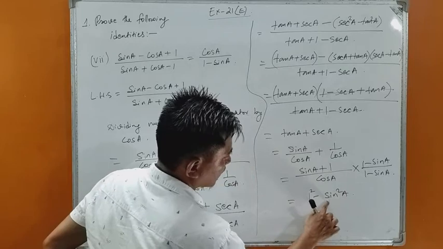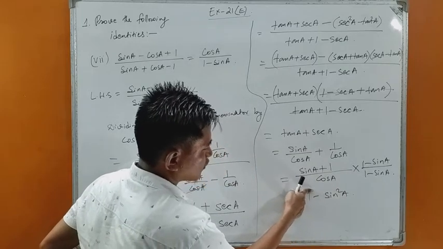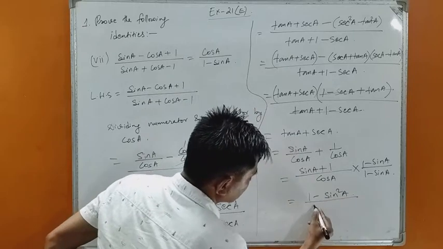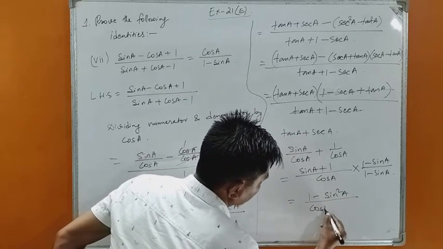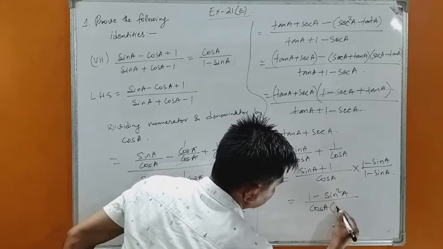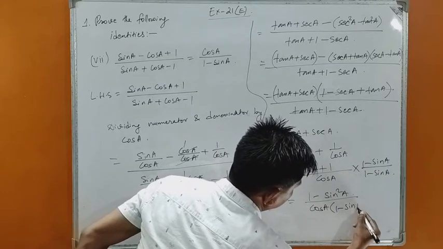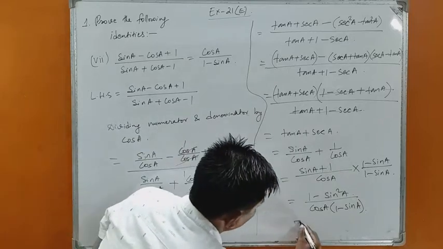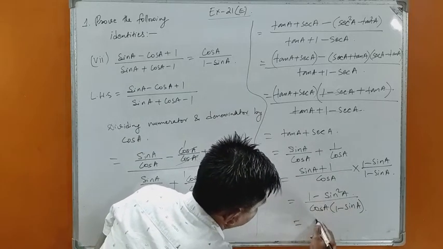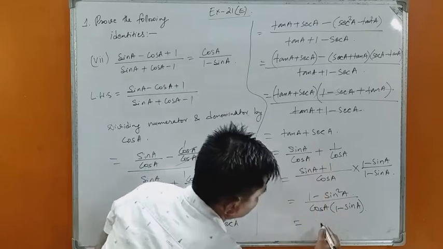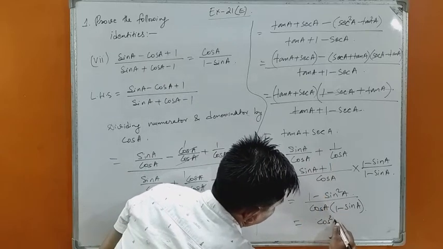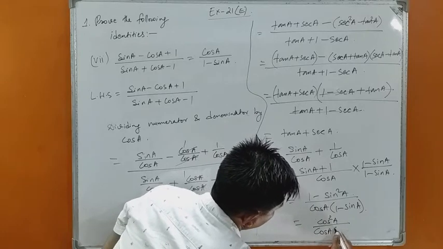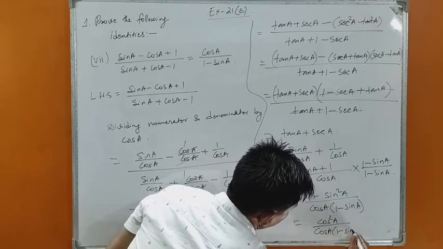Okay, A square minus B square. So 1 square is 1, so no need to write 1 square. In the denominator we have cos A into 1 minus sin A, isn't it? So 1 minus sin square A is cos square A, isn't it? Cos square A whole upon cos A into 1 minus sin A.